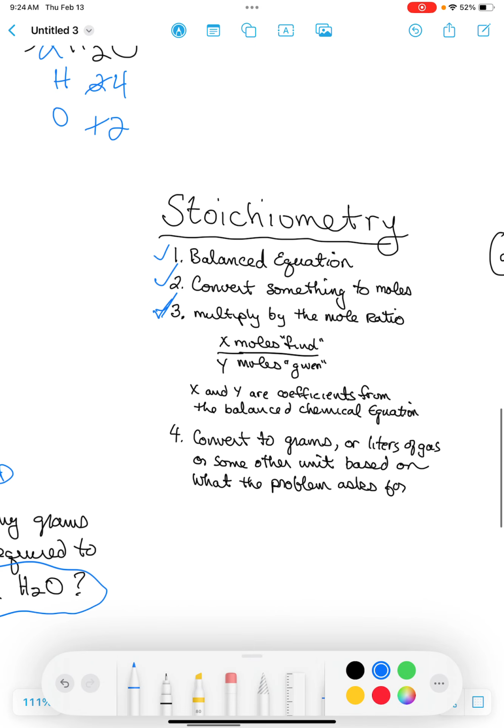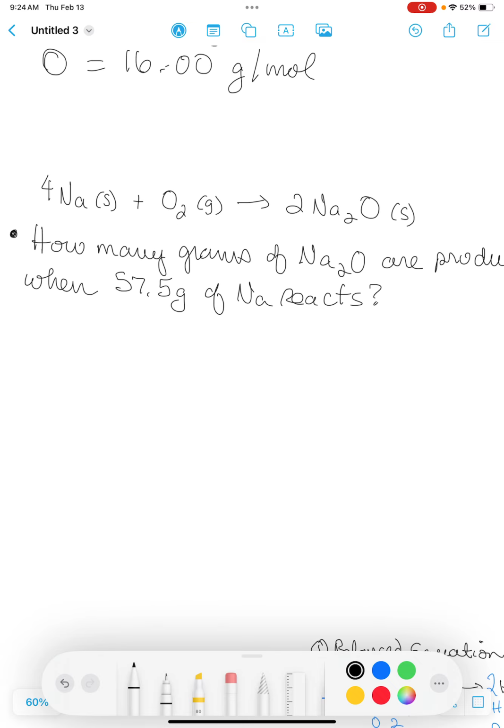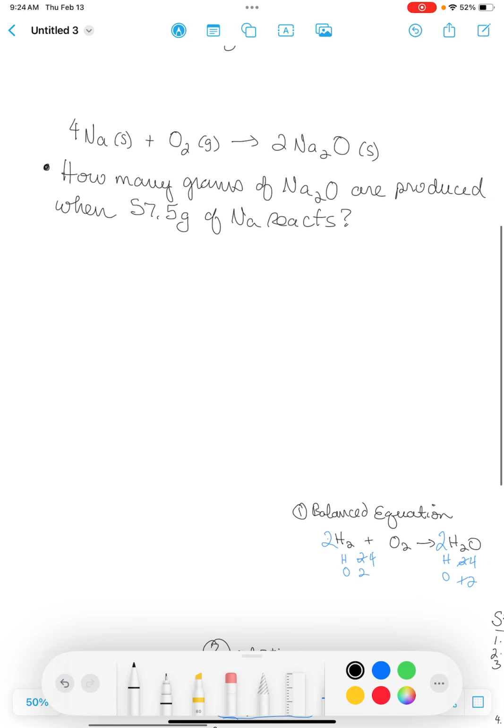Let me clear this all off. All right, our next problem is up here to the left. I've already got a balanced equation on this one. How many grams of Na2O are produced when 57.5 grams of sodium react? So we're looking for how many grams of Na2O. That's my find. I always like to identify those right away. And 57.5 grams of Na, that's my given.